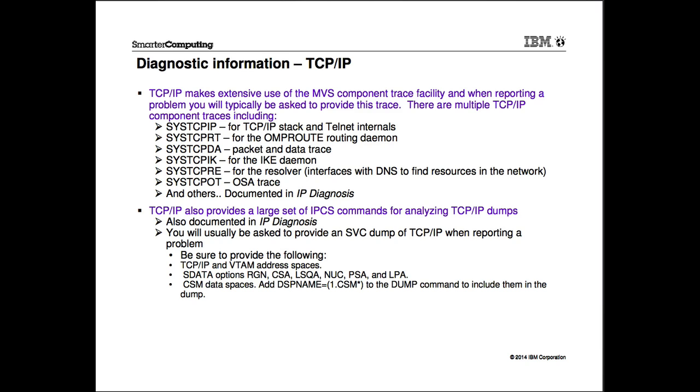SYSTCPRT is the trace for the OMPROUTE routing daemon. If you have routing problems, you would be asked for that trace. SYSTCPDA is the packet and data trace. It's not a sniffer, it doesn't go over the line, but it's like an internal sniffer. It shows you the packets and data being sent. There's SYSTCPIK for the IKE daemon if you're using that, which is a little bit beyond the scope of this presentation, but I just wanted to list it.